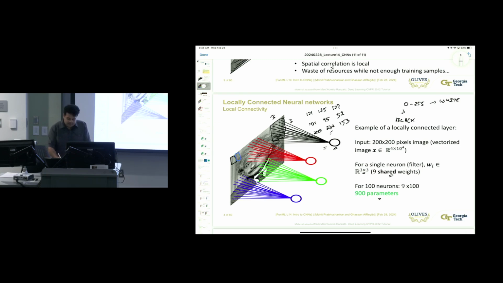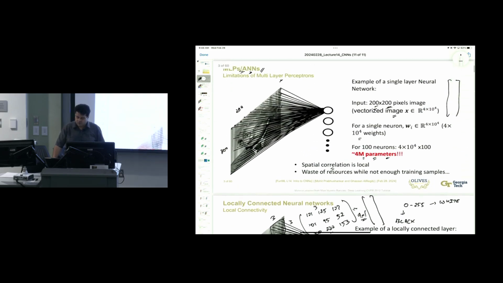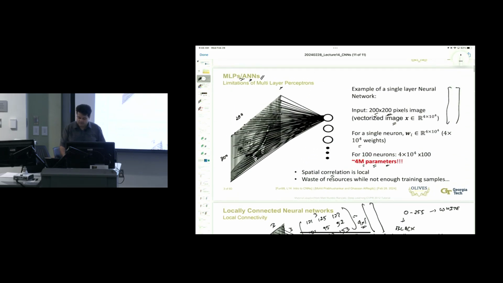I'm going to take this 3 cross 3 matrix, and if I convert it into a vector, then that means it is a 9 cross 1 vector. And that is essentially what I'm doing here. Our 3 cross 3 is going to be 9 shared weights. That's exactly what we did here as well. When we had this entire image of 200 cross 200, if we convert it into a vector, then it's going to be 10 to the power of 4 cross 1.